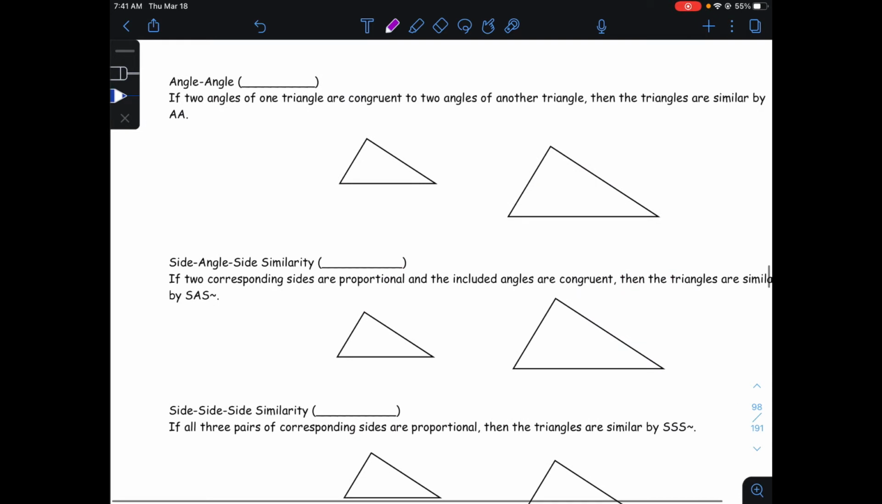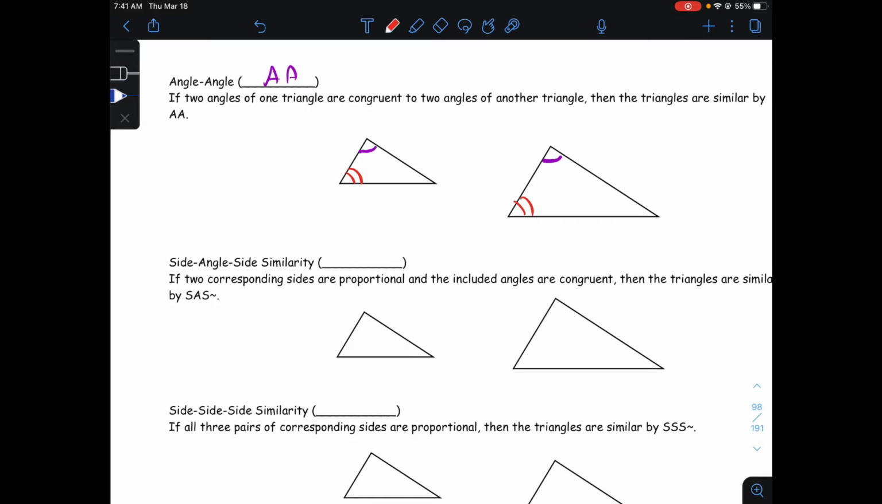All right, so we have angle, angle, which is AA. If two angles of one triangle are congruent to two angles of another triangle, then the triangles are similar by angle, angle. For example, if they told us that these two angles are congruent, and that these two angles are congruent, you can prove it by angle, angle. As soon as you've got two angles congruent, you can say it's similar by angle, angle.